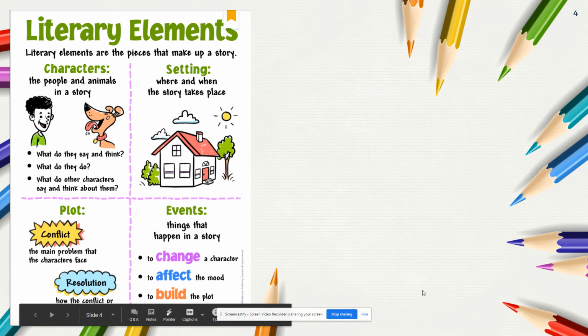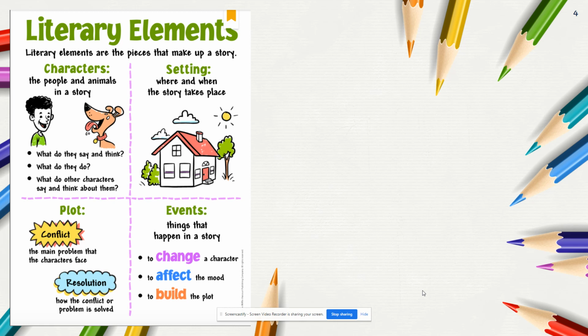Literary elements are parts of a story such as plot, characters, and setting. By looking at one element of a story, readers can better understand its theme. The story's plot is what happens, or the sequence of events. As these events unfold, a conflict is presented that is eventually resolved.